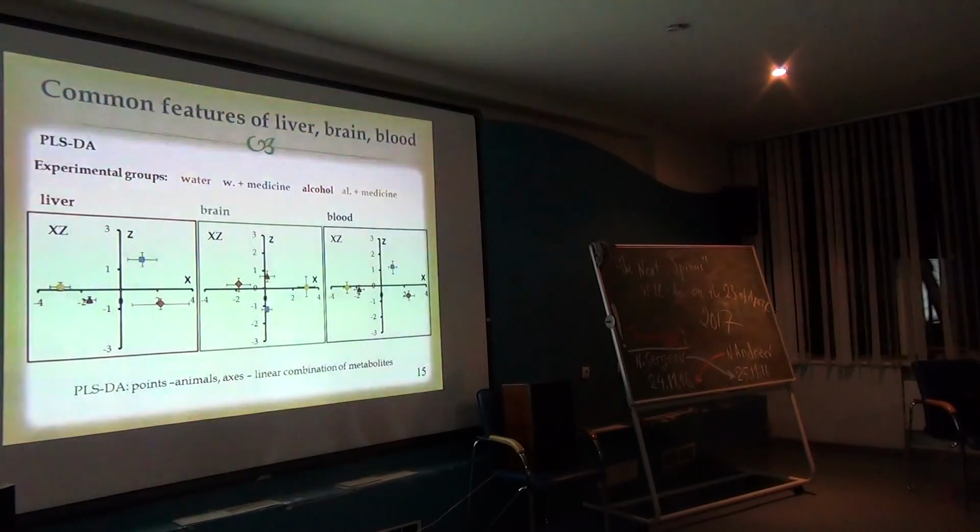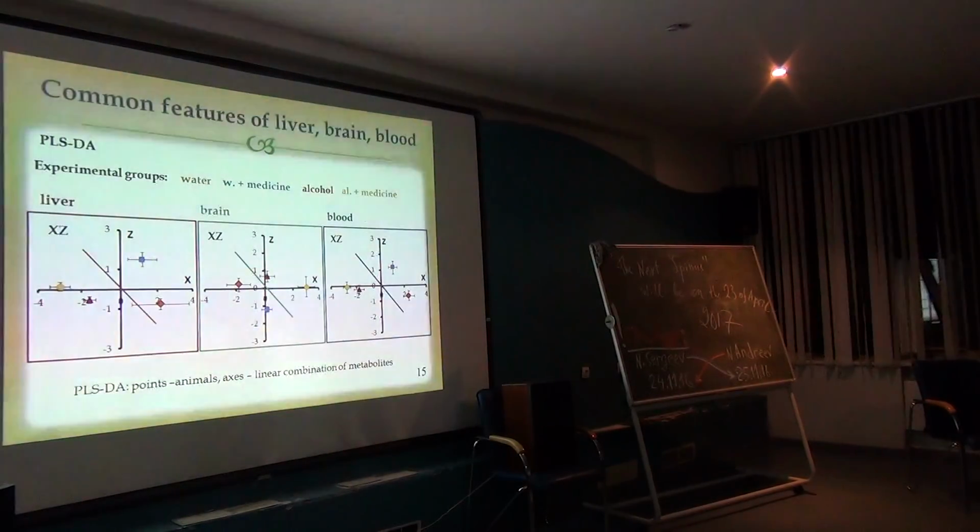This method was performed also for brain, blood, and liver. And here you can see that it's a very similar behavior. The groups which were given ethanol are situated on one side of the plot, and the water groups on the other side.